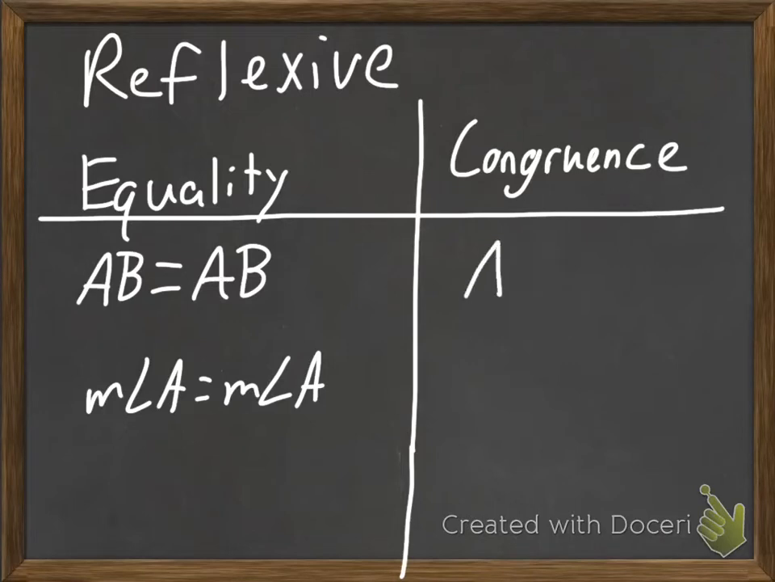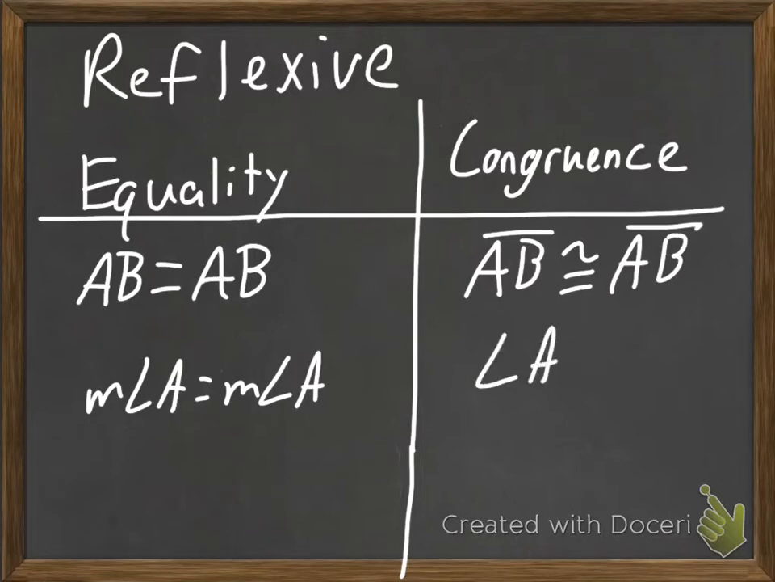Likewise, for congruence, you'd say that segment AB is congruent to segment AB, or that angle A is congruent to angle A. And again, I know this may seem silly, but it's just a part of our building block. We have to say this is true in order to build higher.